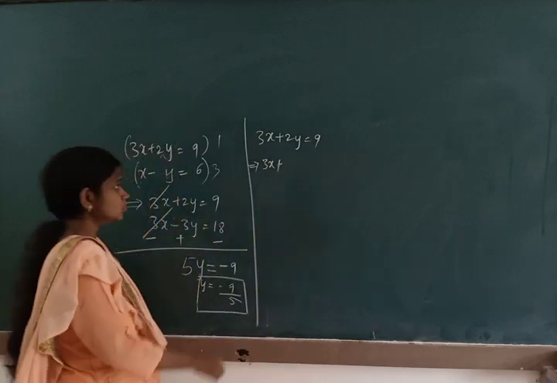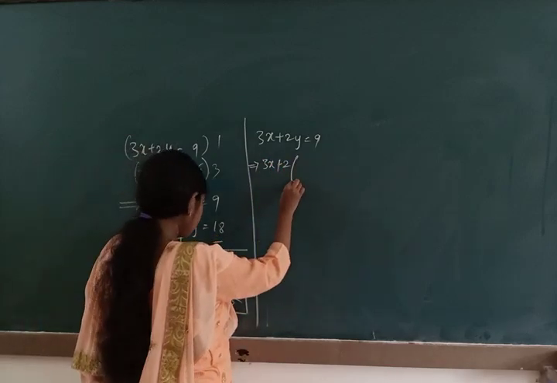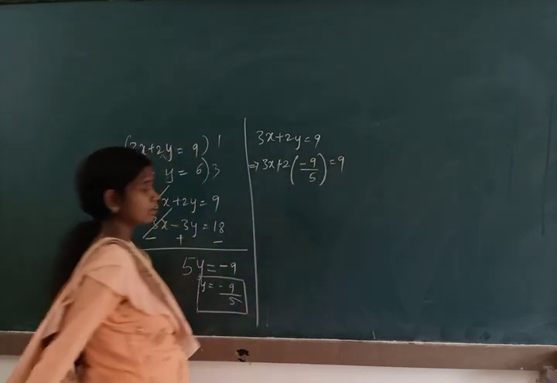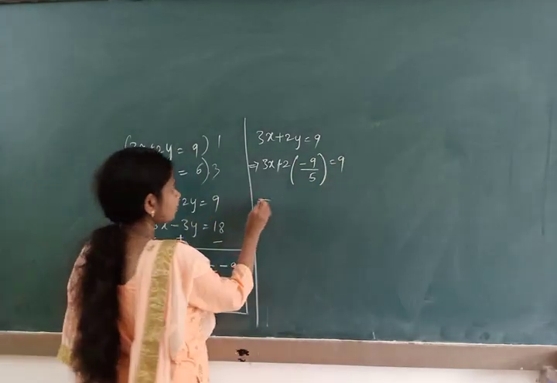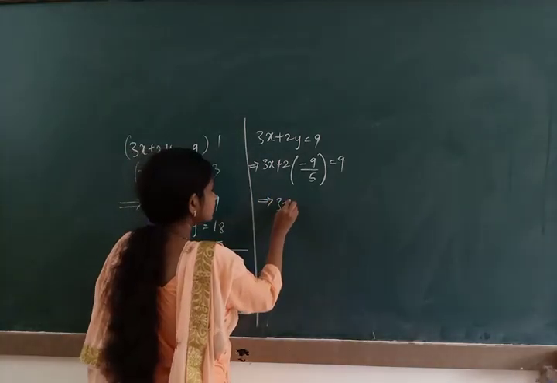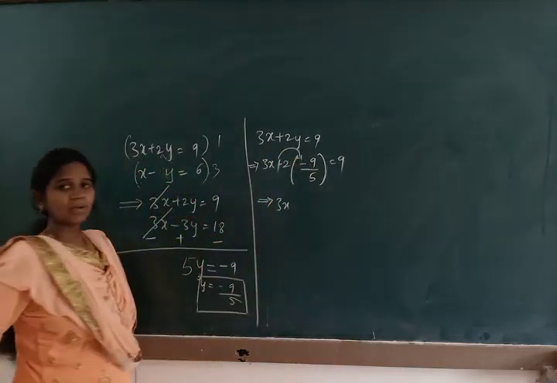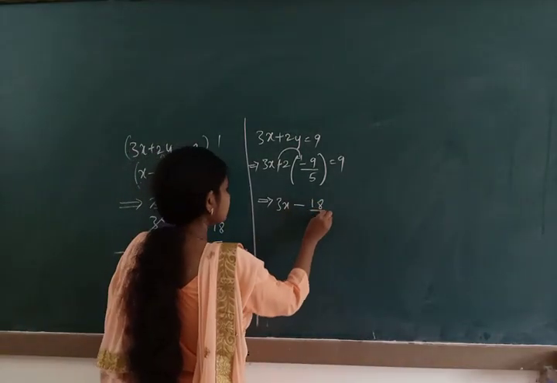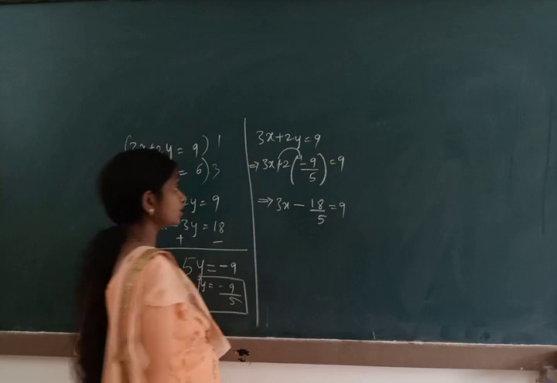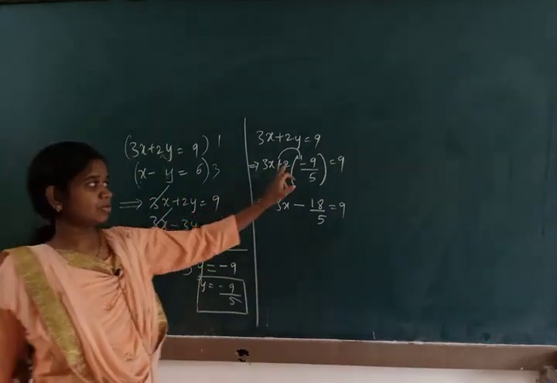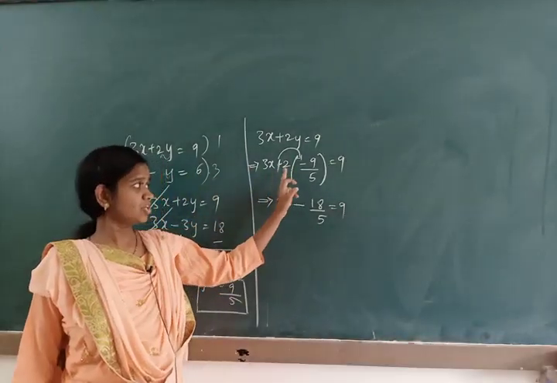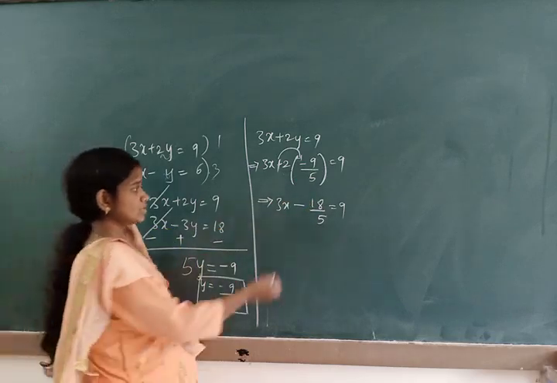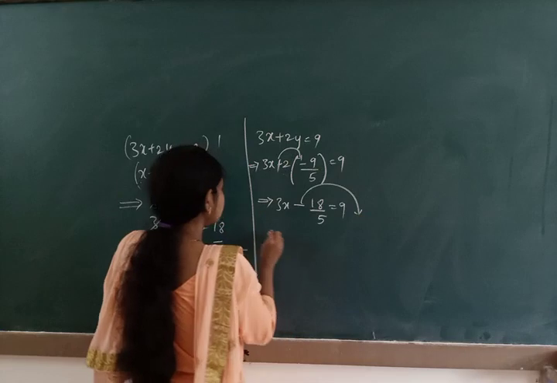3x + 2y, the y value will be -9/5, is equal to 9. Therefore this implies 3x. Now multiply inside: plus into minus is minus, 9 2s are 18, by 5, is equal to 9. You have to multiply only the numerator, not the denominator, because the denominator is 1, and 1 into 5 is 5. Now what we will do is move the numbers to one side, transfer this number here.